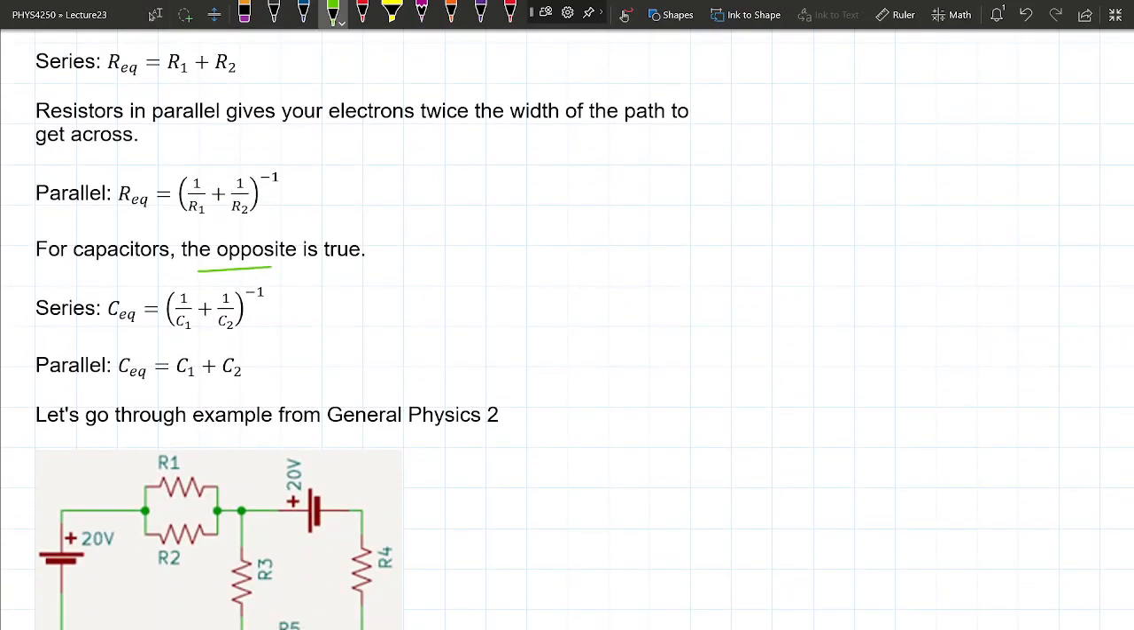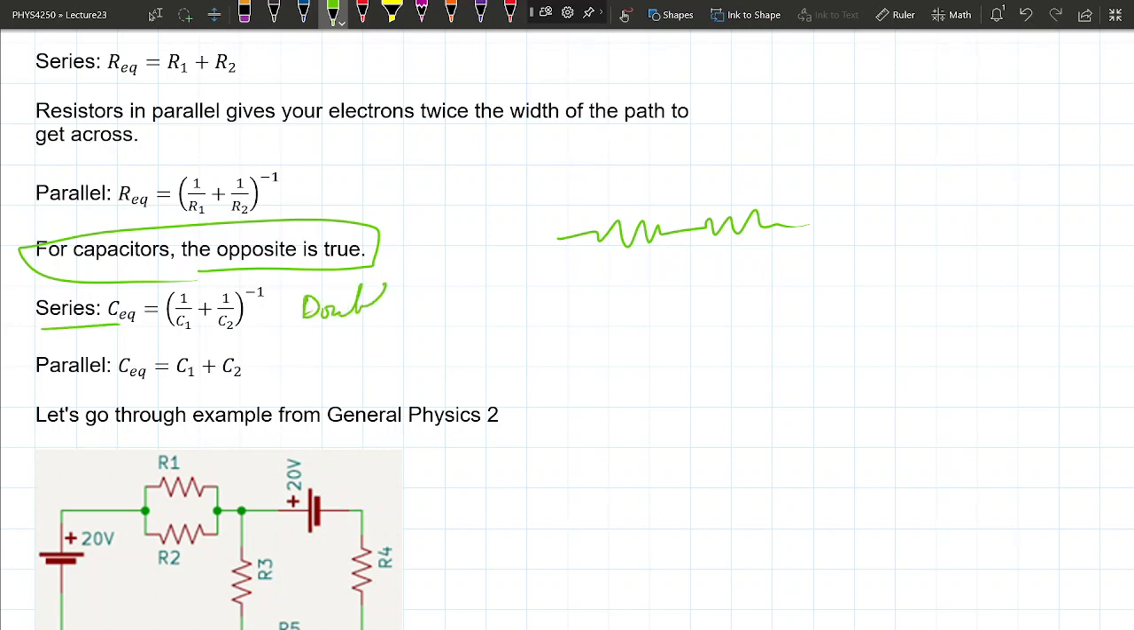For capacitors, everything is opposite. The way I remember it is that I know resistors in series just add. That means capacitors in series, you have to do the double flip. And capacitors in parallel is the opposite version, so therefore it's just add.